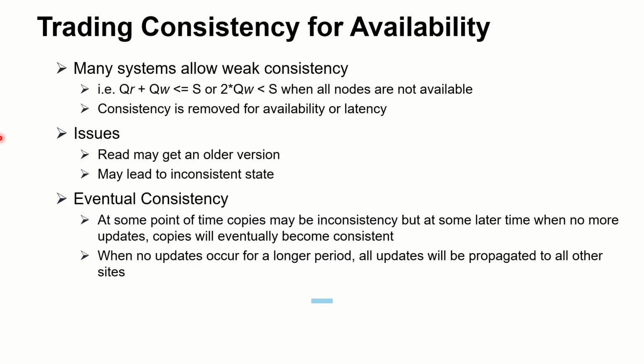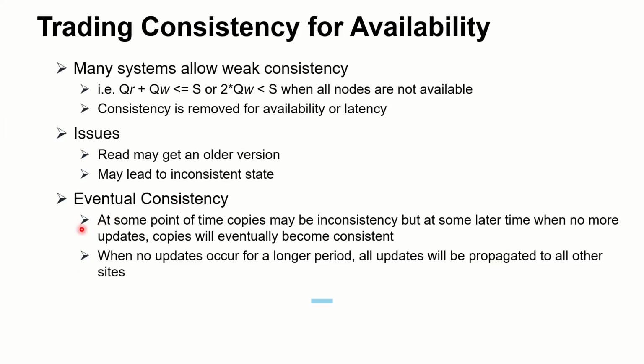What is the issue here? Our systems are not consistent. Whenever we try to read, we can get an older version of the data item, which may lead to an inconsistent state. But what we do here is eventual consistency. In between, our distributed system may not be in a consistent state, but eventually, after some time, it will become consistent just by sharing updates with each other.